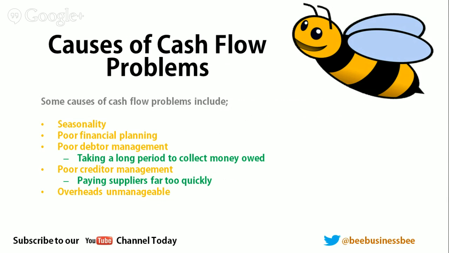And overheads become unmanageable. Some organisations start spending on large overheads, and then of course they become unmanageable because they can't afford to pay for them. So maybe they need to cut their overheads back. So let's look at an example cash flow and look at what you can do.